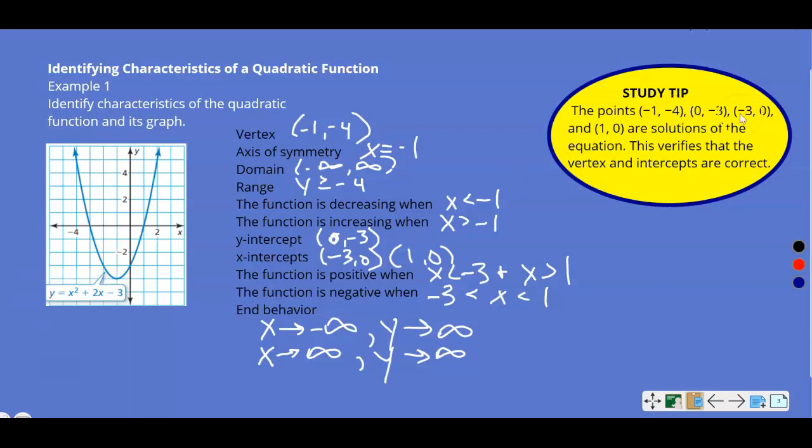So it's saying all four of these points are solutions. That shows that those points fall on that curve, and that verifies that the vertex and the intercepts are correct.